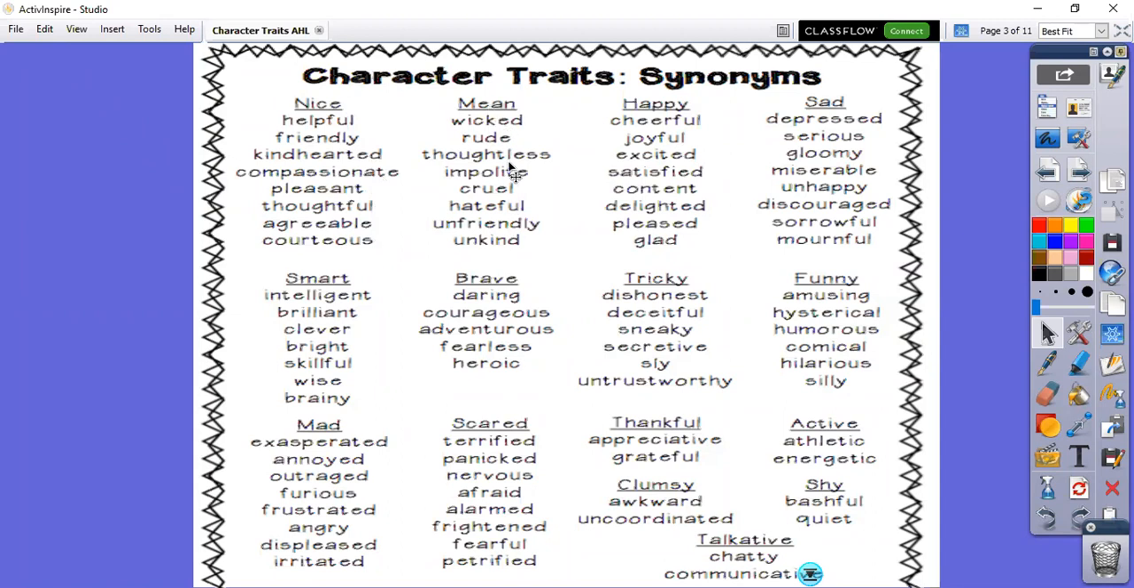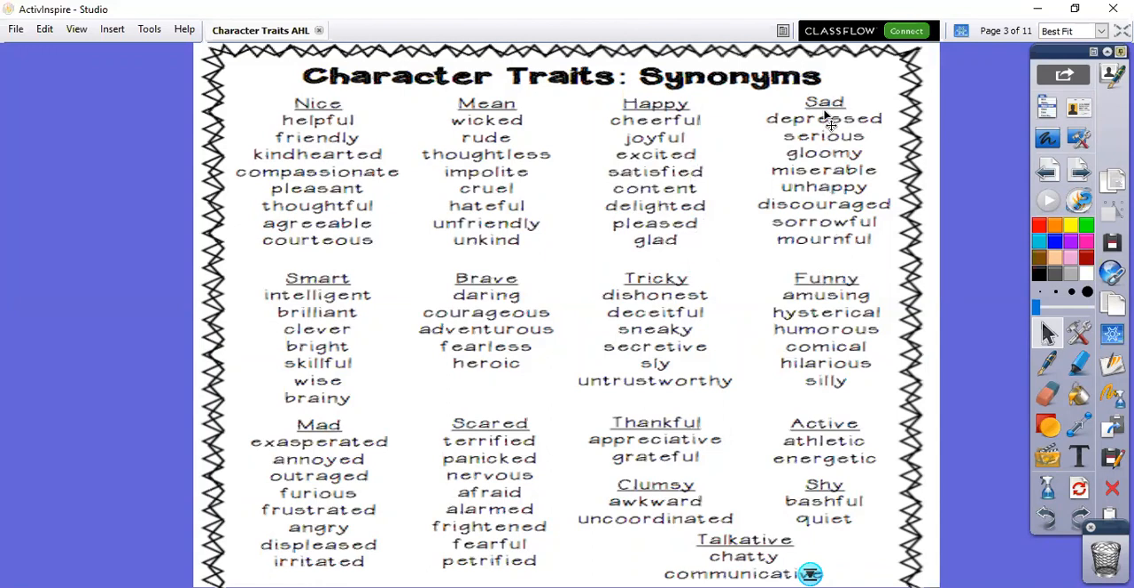Look here, mean. We can dig deep into that word mean. Mean is just a common word, but when we dig deep, are they wicked? Are they rude? Are they thoughtless? Are they impolite? Are they cruel, hateful, unfriendly? Are they unkind? Well, let's look at this word happy. We say happy all the time, but is the character cheerful, joyful, excited, satisfied, content, delighted, pleased, or glad?